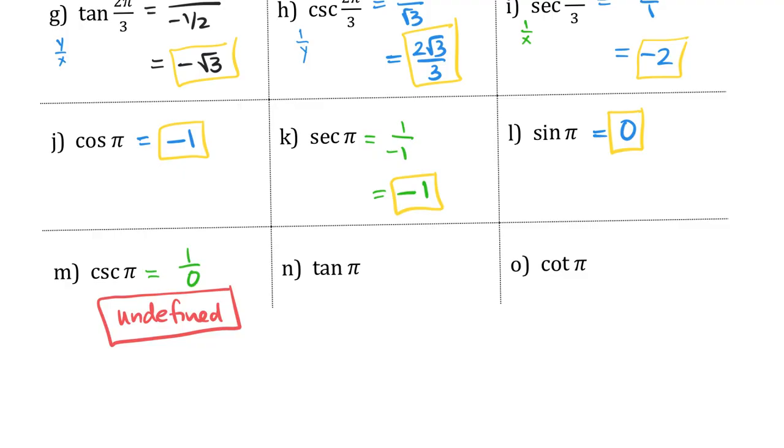Tangent of pi is the y over the x. Hold on, I forgot. Let's check. 0 divided by negative 1, that's 0. Cotangent, instead of 0 over negative 1, it's going to be flipped. Negative 1 over 0. What is negative 1 divided by 0? Undefined. Try it on your calculator. It's going to give you an error because your calculator is sometimes smart.